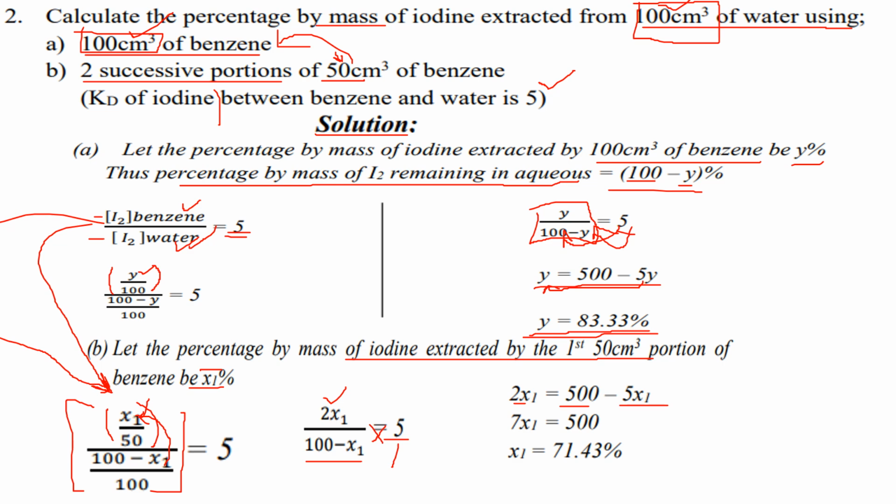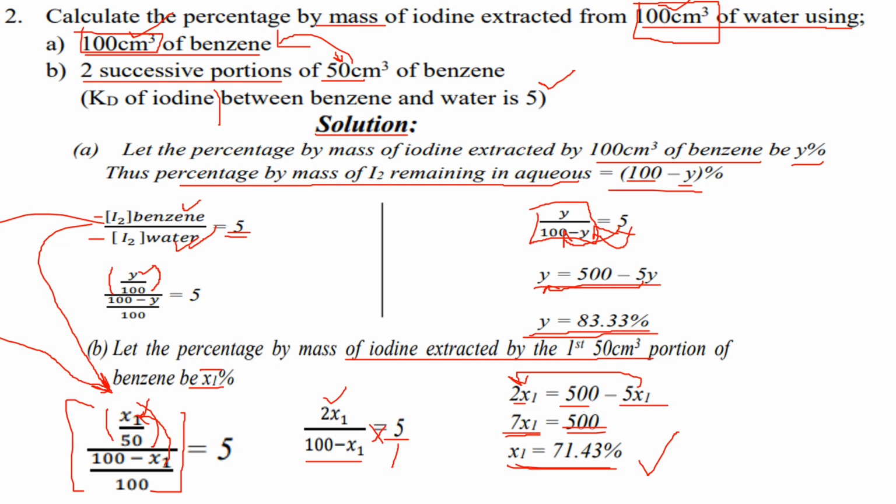So you bring this negative 5x1 to this side, and when you bring it this side, it turns from negative to positive. That's why it becomes 2 plus 5x1, you get 7x1, and it's going to be equal to 500. So what will be x1? You divide through by 7. When you divide through by 7, you get 71.43 as the total mass that was extracted in the first extraction. So this is the mass that we extracted in the first extraction.